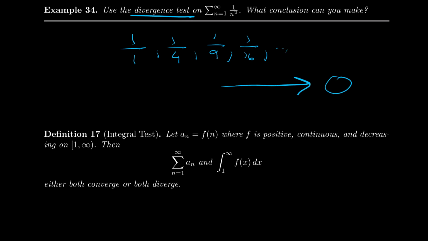Well, this limit's 0. Obviously, this limit is 0. Since the limit is 0, what conclusion can we make from the divergence test? Nothing. We cannot make a conclusion from this. Okay? There is no conclusion that we can make from this because it equals 0.